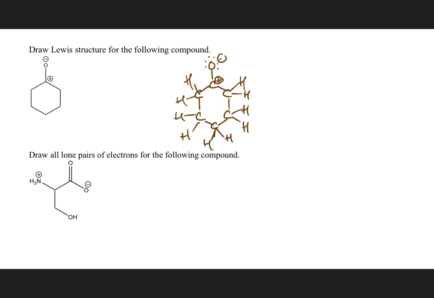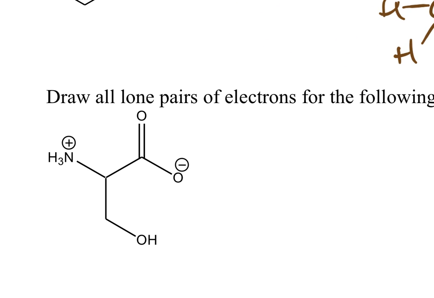All right, the bottom one: draw all the lone pairs of electrons for the following compound. So oxygens will have two bonds, 2 lone pairs. The reality is any atom, like carbon, oxygen, nitrogen, fluorine, whatever: if you have 4 lone pairs, you'll have no bonds. If you have 3 lone pairs, you'll have 1 bond. 2 lone pairs, 2 bonds. 1 lone pair, 3 bonds. No lone pairs, 4 bonds. And that will be true for any atom.